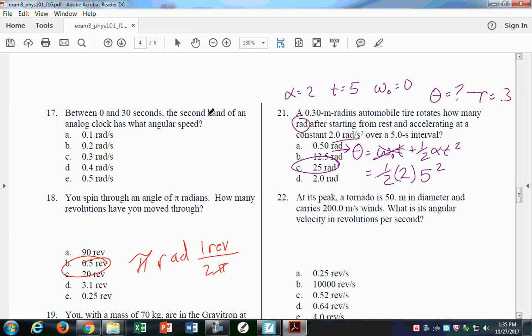Oh, I like this one. The second hand of an analog clock has what angular speed between 0 and 30 seconds? Well, if you think of a clock between 0 and 30 seconds, it moves through 90 degrees, which is pi radians. So it's pi divided by 30. That's 3 over 30, which is 0.1. Okay? So expect some sort of basic idea problems about rotation like those, converting or thinking about rotation in that way.